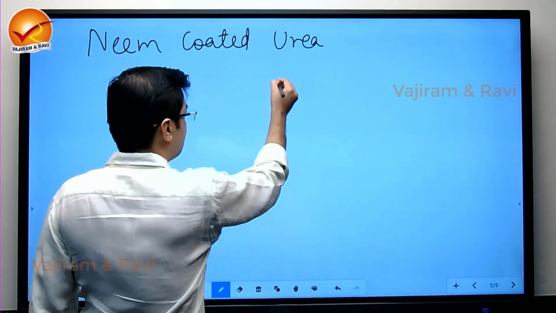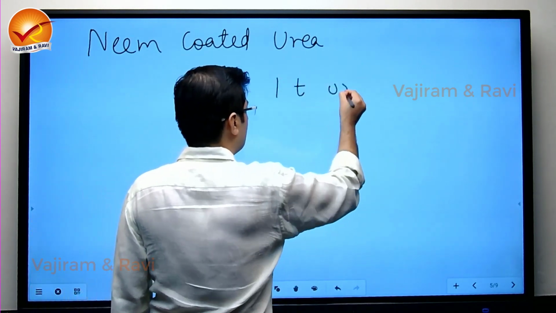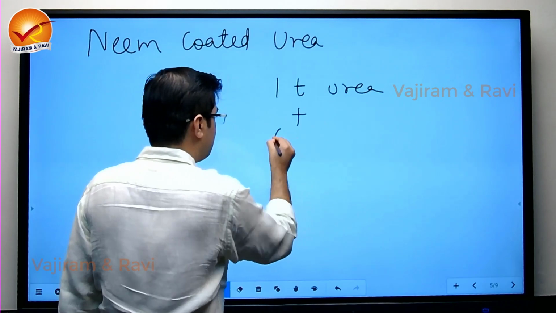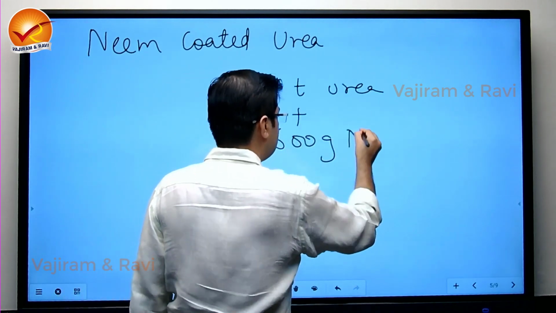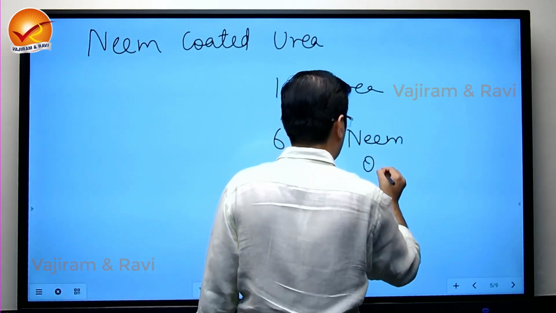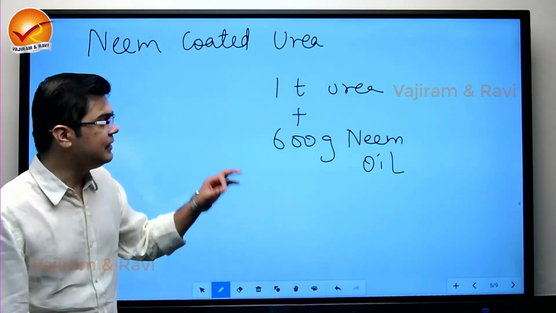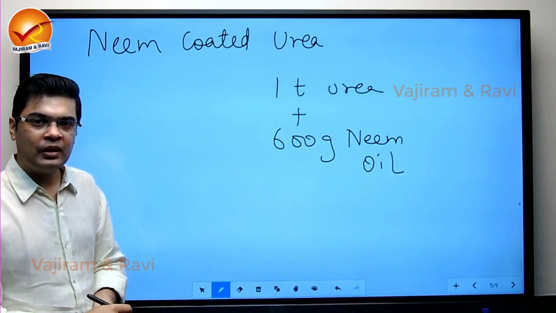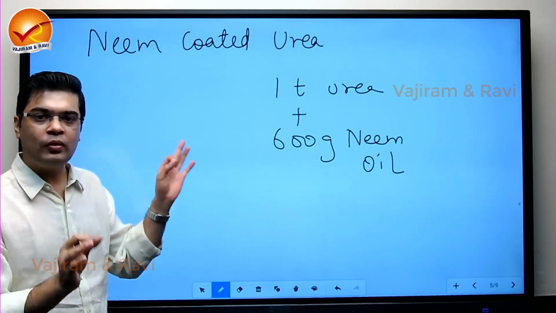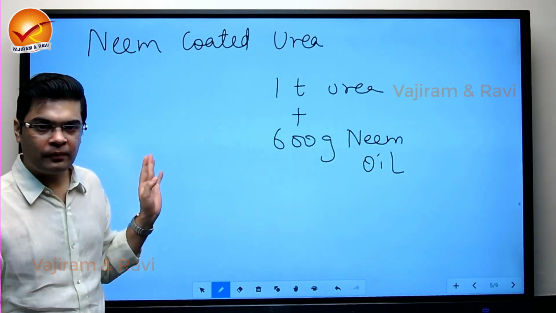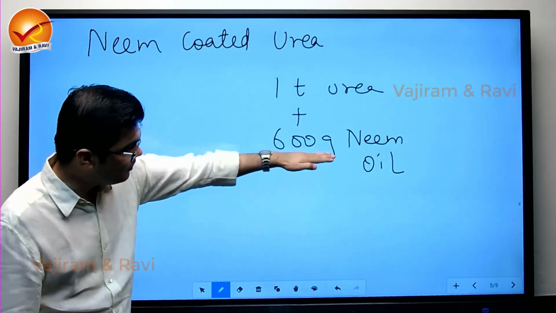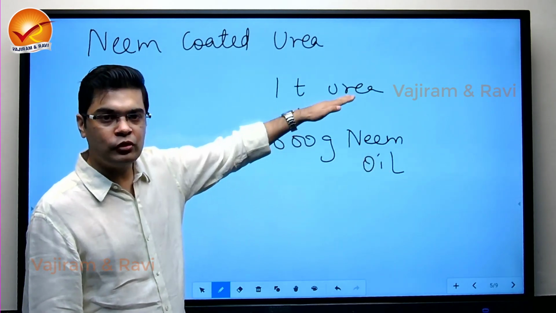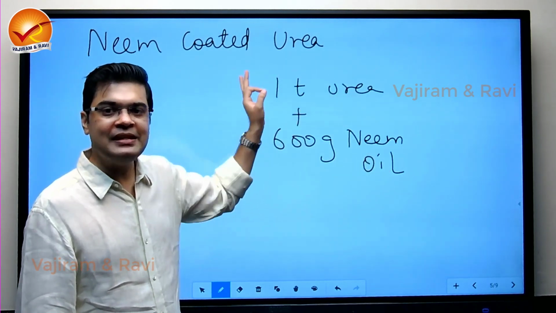The idea is that if you have 1 ton of urea, spray 600 grams of neem oil on it. And this urea would be known as neem coated urea. So a minimum of 600 grams of neem oil on every ton of urea, if sprayed, makes urea neem coated urea.